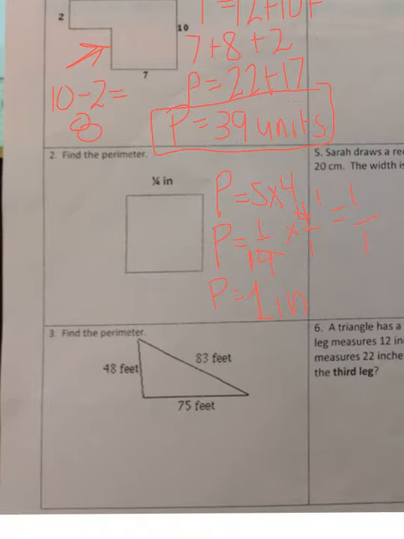Number 3, find the perimeter. You go ahead and add side plus side plus side. So when you add all the sides together, you get a sum of 206 feet.